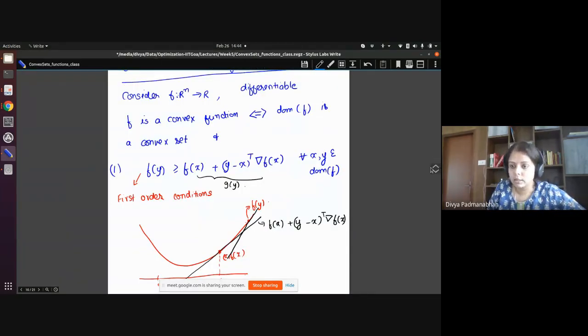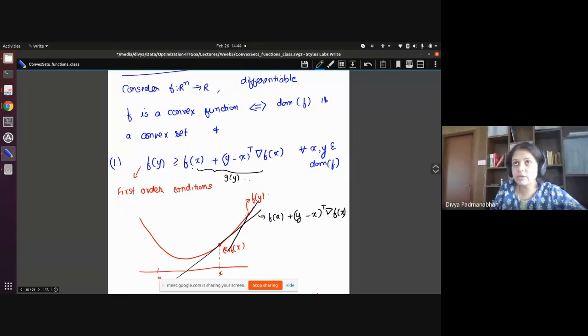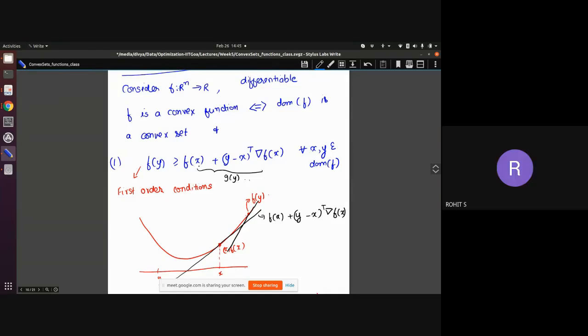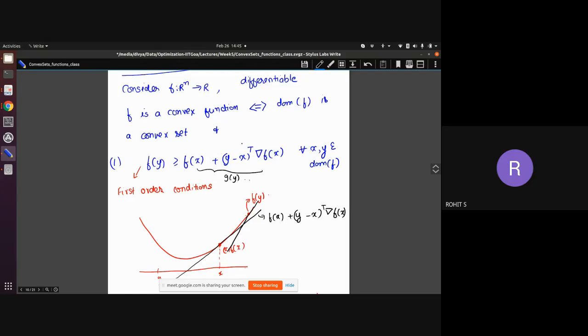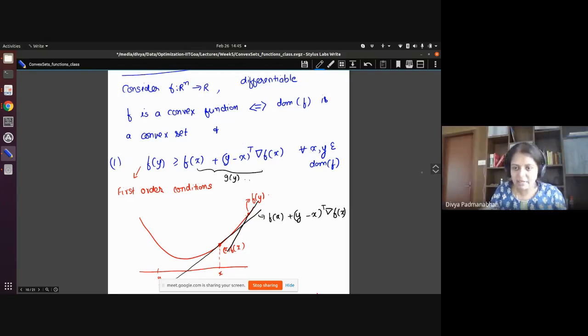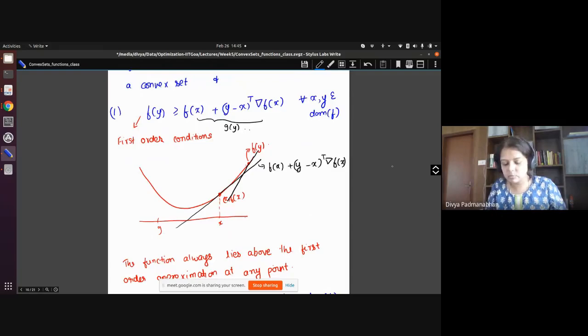That equation of line, f(x) plus (y minus x) transpose grad f(x), did we do that in a previous class? So this one, we have seen it at different points. This is the Taylor series expansion of f around x, right? So this is the first order Taylor series approximation. Yes, ma'am. So I'm glad you recognize this. So this is a statement that the function lies above the first order approximation.